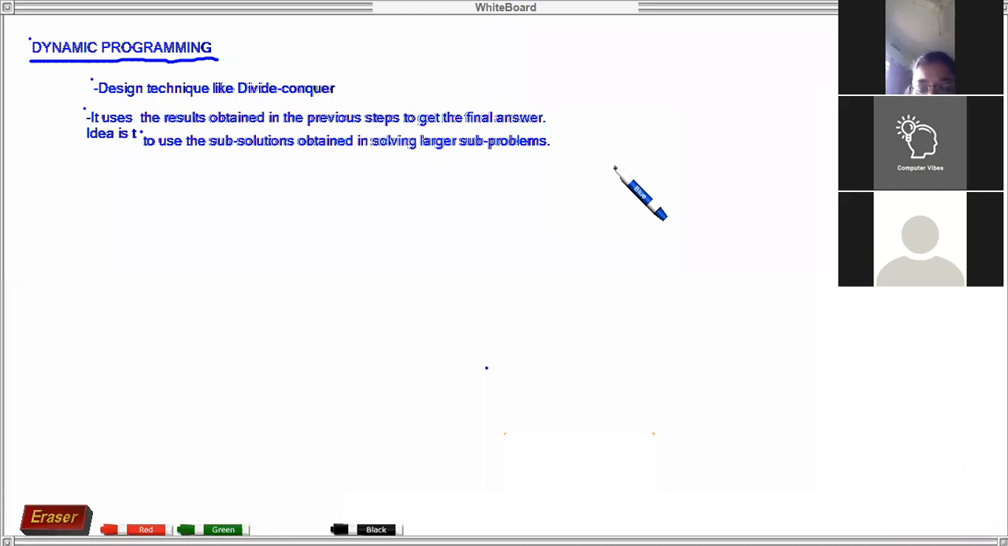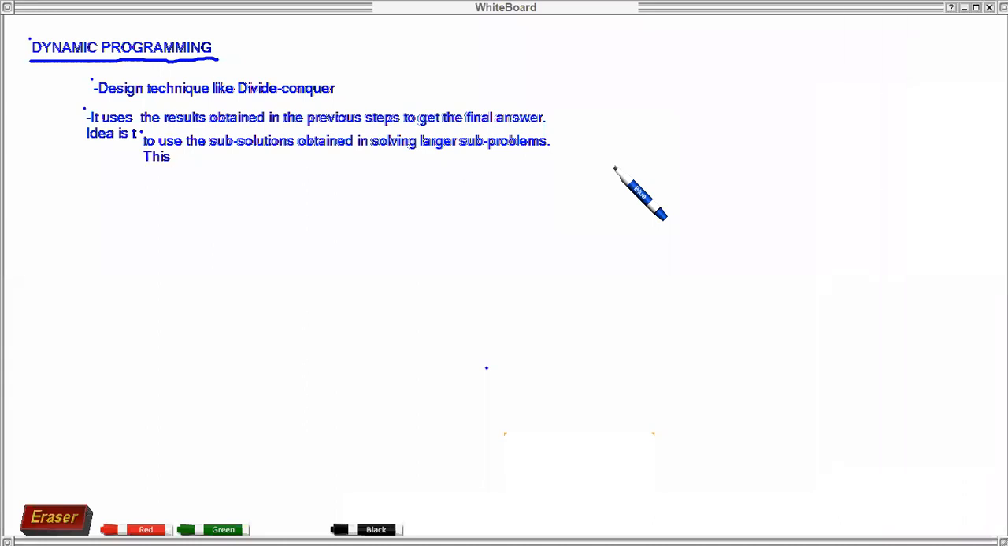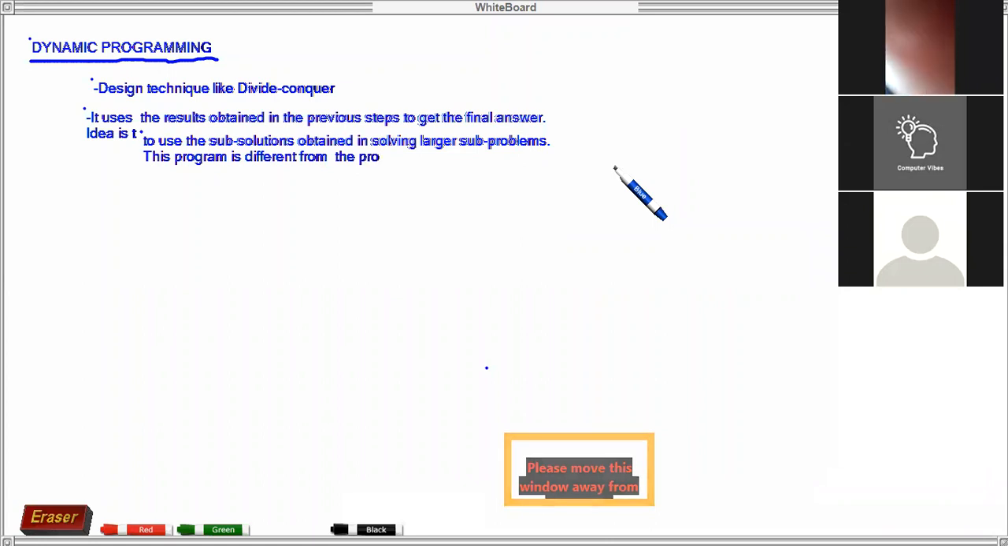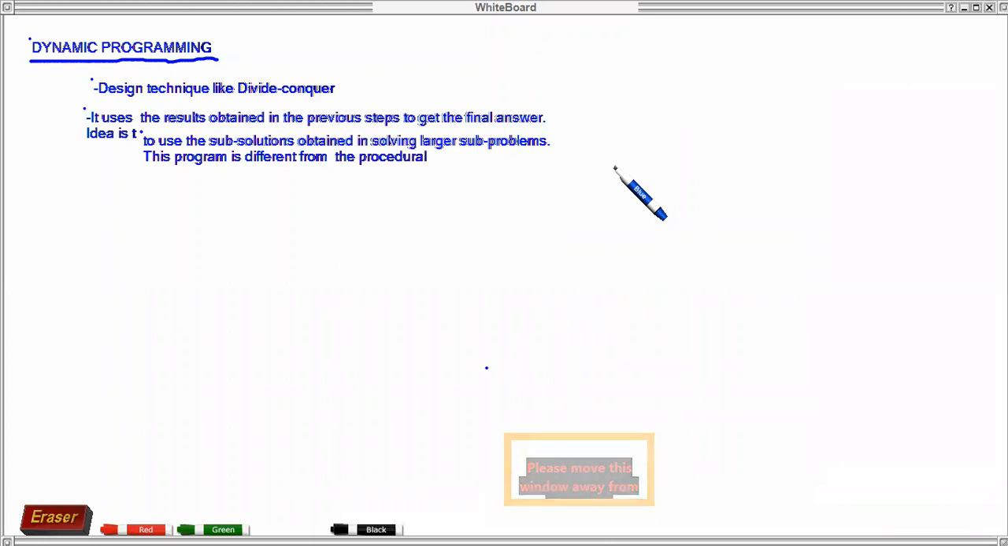Again, this programming is different from the procedural or the object-oriented principles. You have previously seen what object-oriented programming is and what procedural programming is. It's a different approach. This is also a difficult approach because we have to go in a different way.